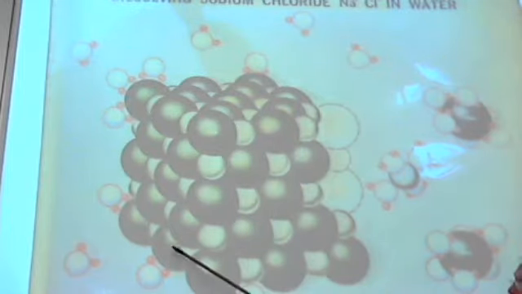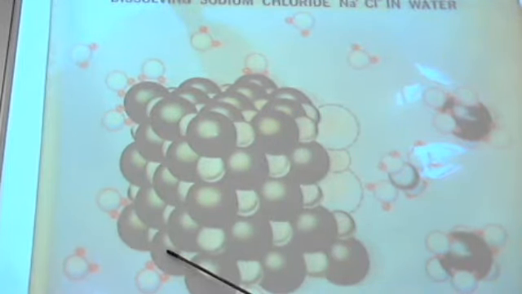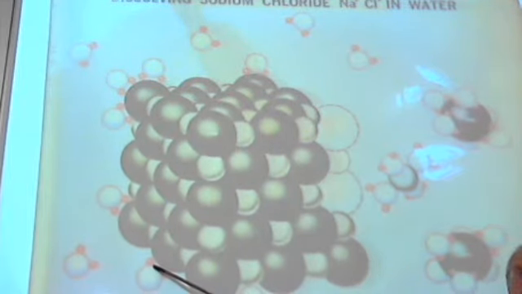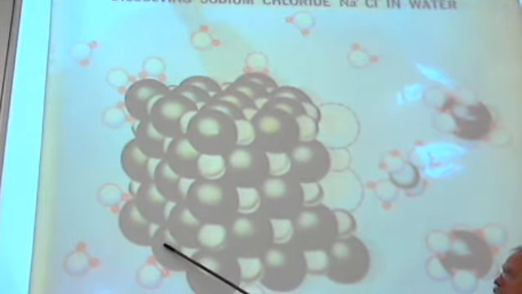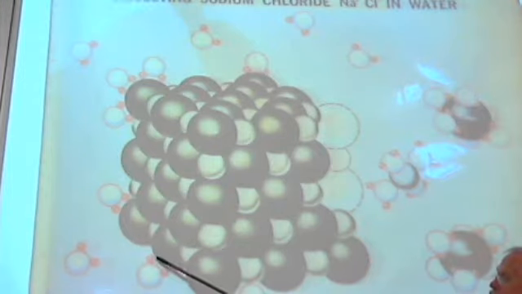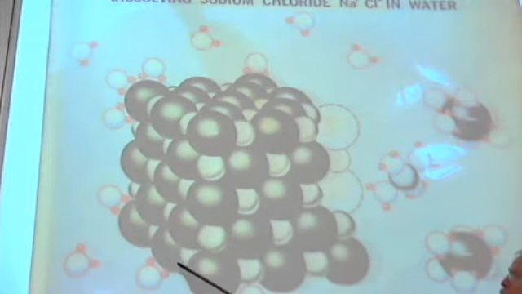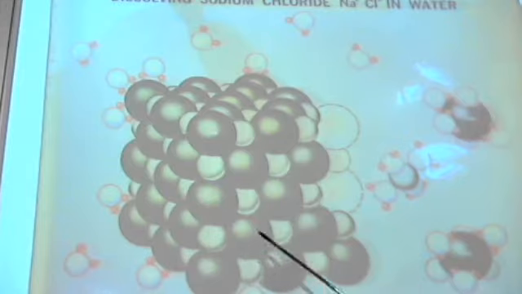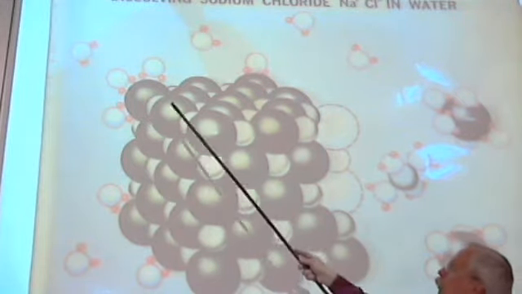This is a chloride. Chlorides are positive or negative? Negative. Look at how the water is orienting itself with respect to that negative chloride particle. It's the hydrogen ends pointing in. Sodiums are positive. Look at the water orienting itself with the sodium particle. The negative end is pointing in. And we see that all the way around the crystal.